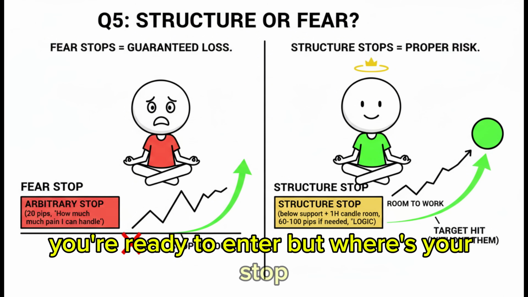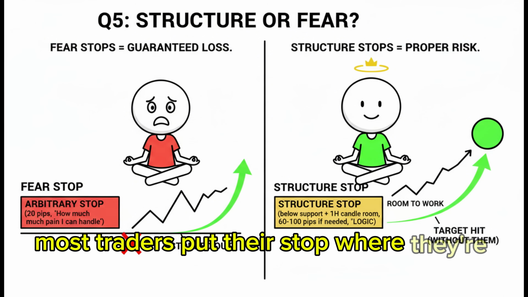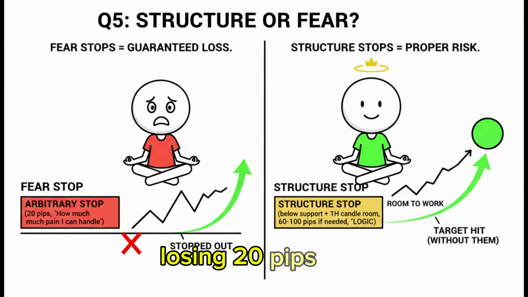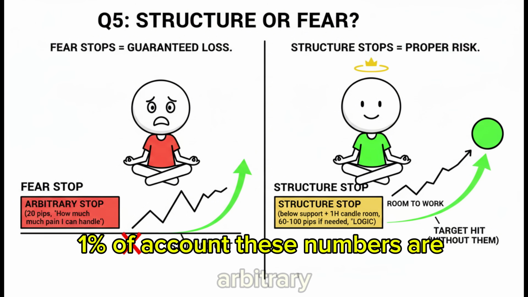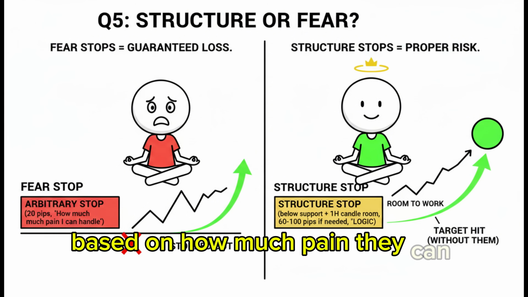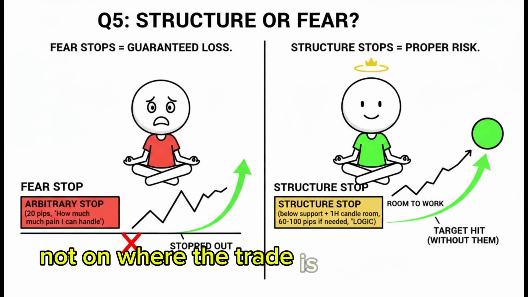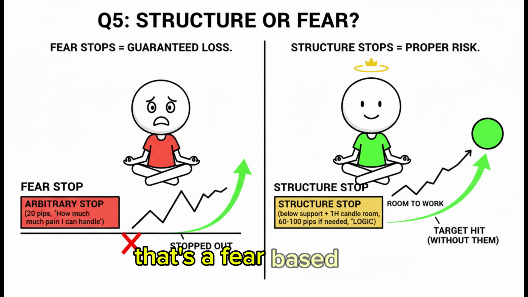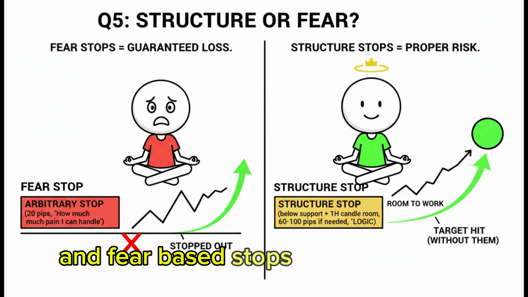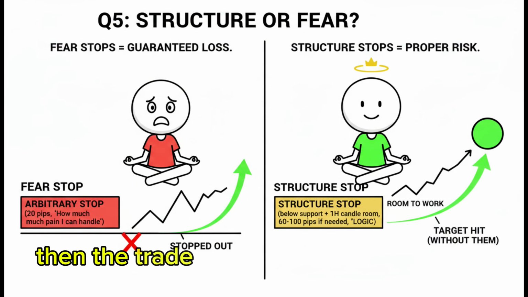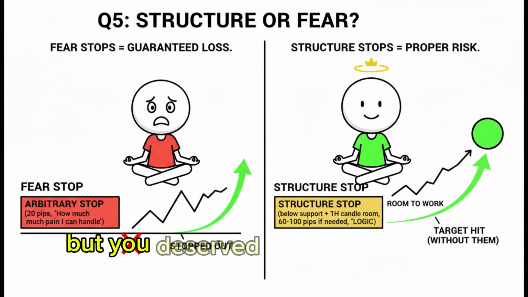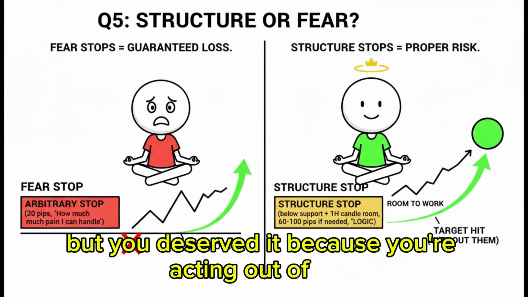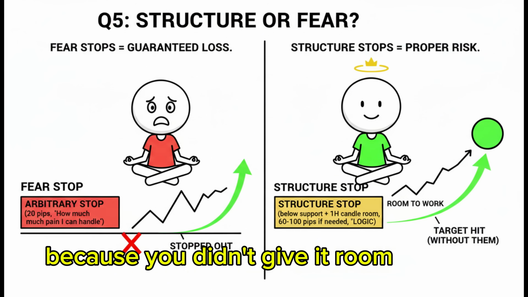But where's your stop? Most traders put their stop where they're comfortable losing. 20 pips, $50, 1% of account. These numbers are arbitrary, based on how much pain they can handle, not on where the trade is actually invalid. That's a fear-based stop. And fear-based stops get hit by noise. Then the trade goes to target without you, and it drives you crazy. But you deserved it, because you're acting out of fear, because you didn't give it room to work.